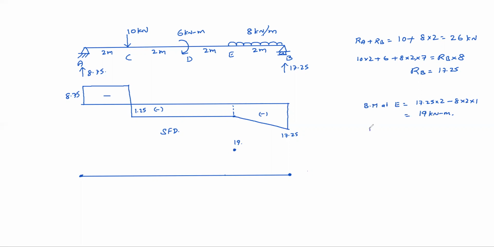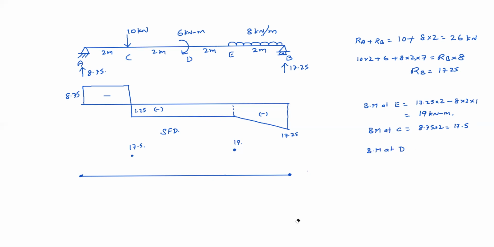At C how much? Bending moment at C. 8.75 into 2, that is 17.5. Okay, 17.5 here. At D, wherever a couple is there, you can see the jump in the bending moment diagram. So just left of D, just right of D. Bending moment at D, just left. I will mark like this.